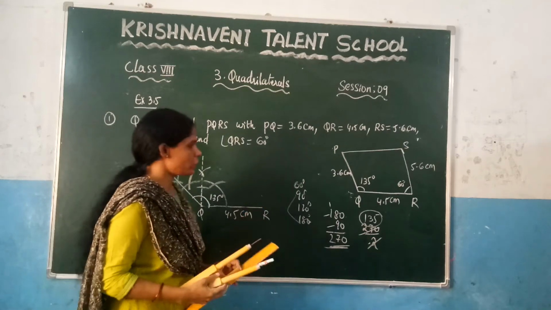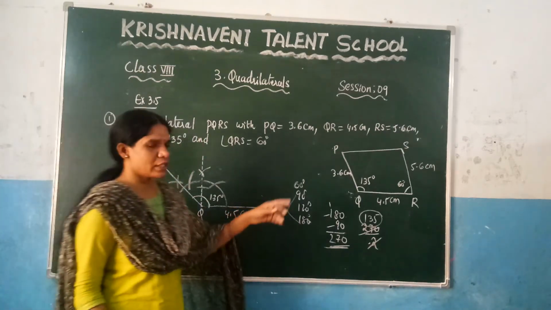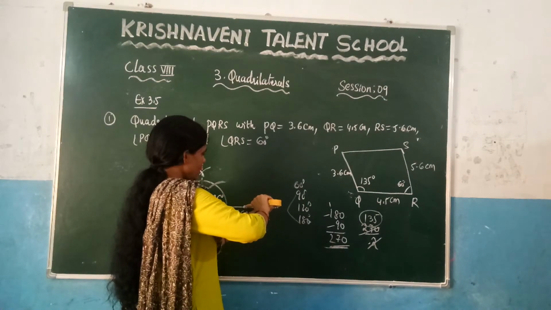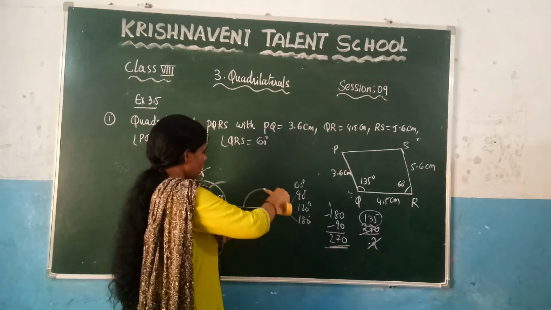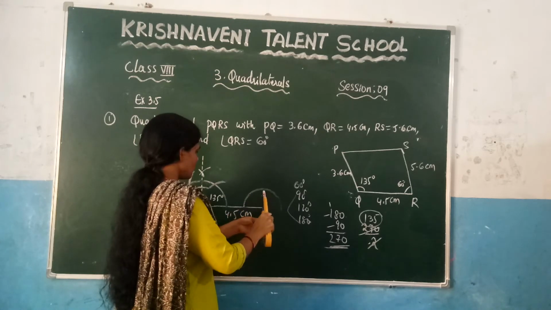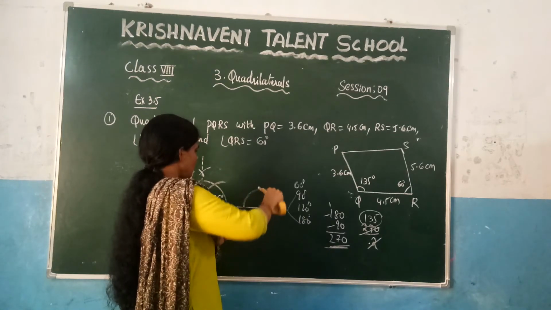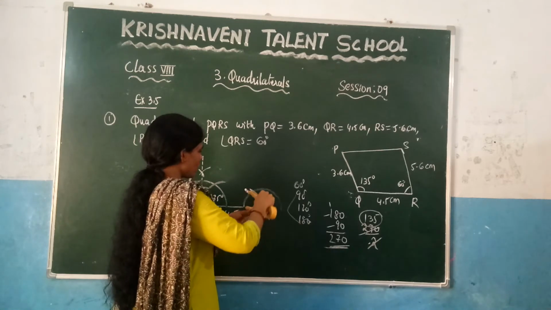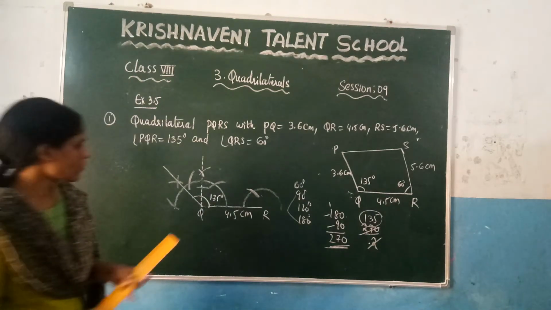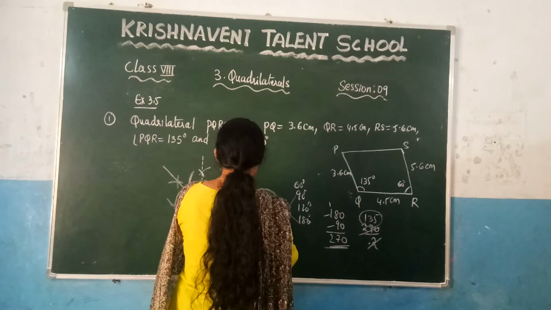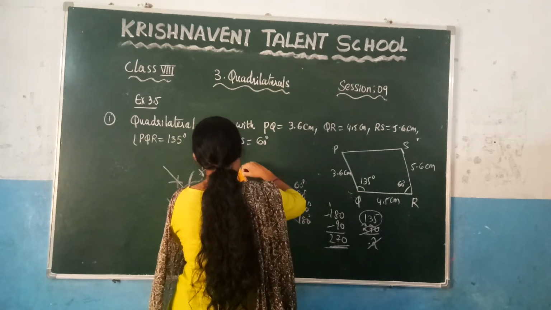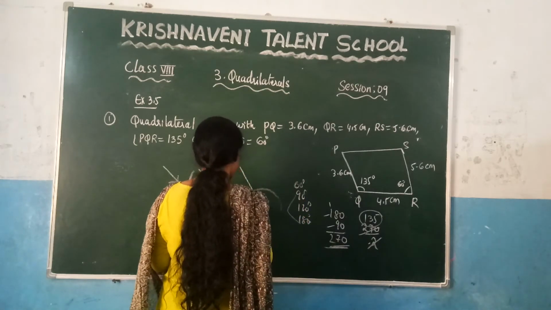And similarly we need to construct 60 degrees at the arc. Again, you know how to construct the 60 degrees, right? At this point draw one arc, and without changing this radius, at this point draw one more arc. This is nothing but 60. Right? Now you can join this arc. This is nothing but 60 degrees.